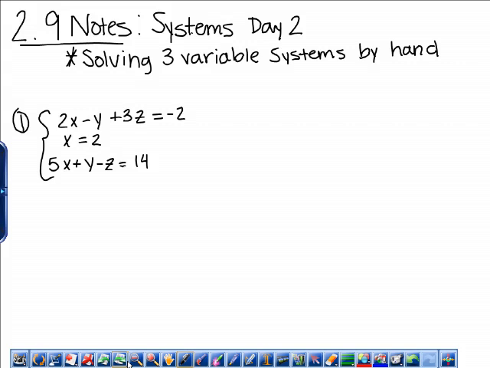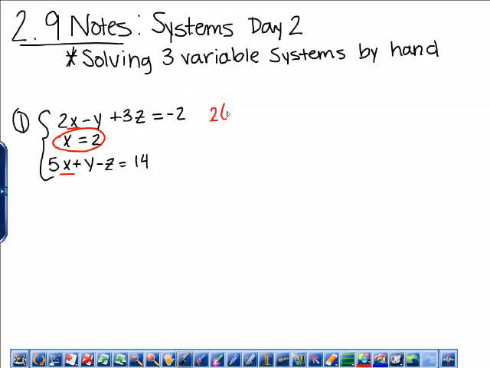Yes, we do. All right, so 3 variables means 3 equations in a system. In this system, this one's actually set up nice for us. What do you notice is true? Yeah, they already gave us that x is 2. So what do you think we're going to do with that information? Okay, we're going to plug it in for x in each of our other equations.